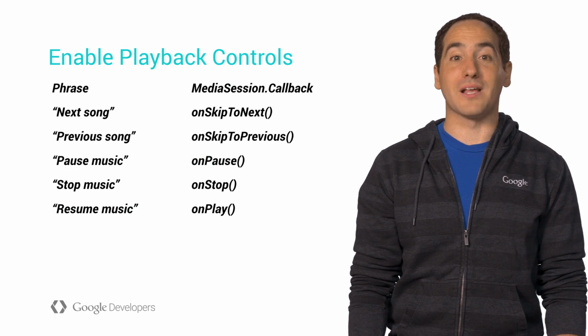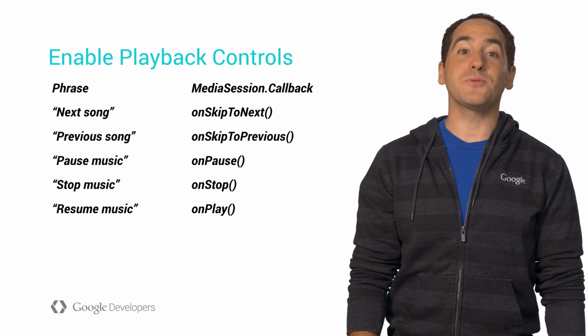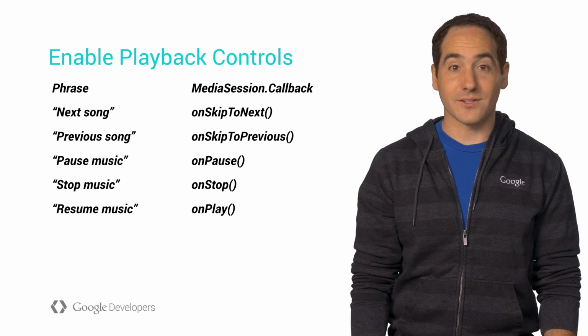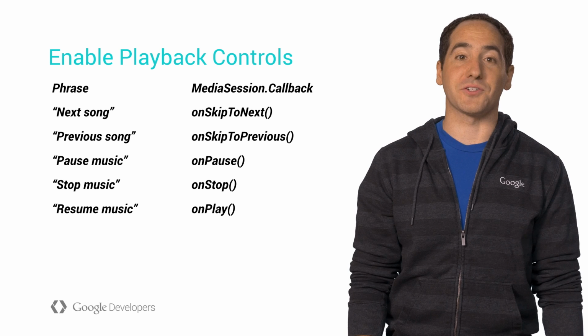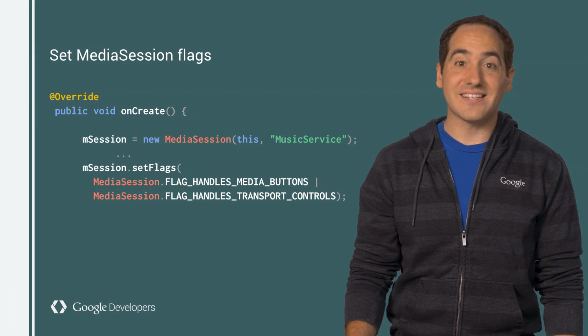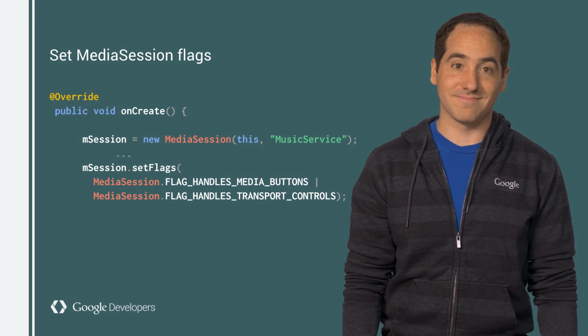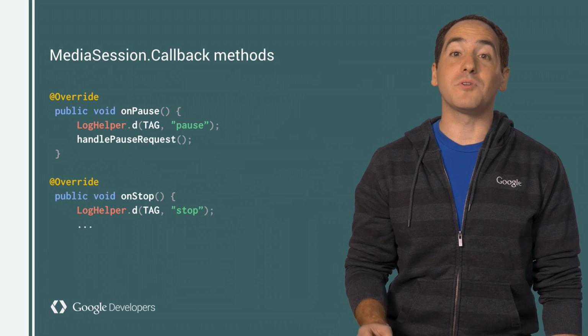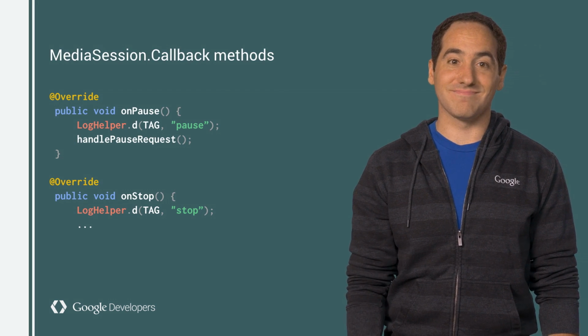Now it's time to enable playback controls. When the user says a command, Android Auto triggers the corresponding method in your MediaSession Callback. There are just two steps. First, set these flags on your MediaSession object. Now you only have to implement the corresponding callback methods.